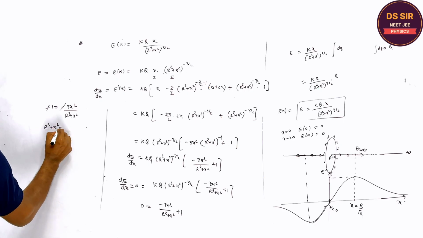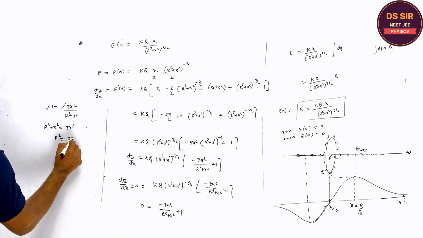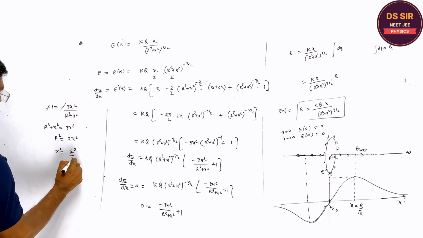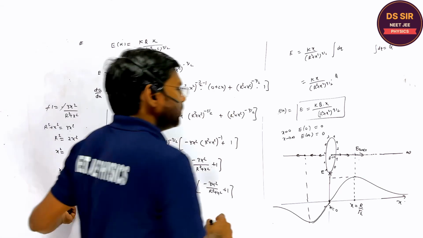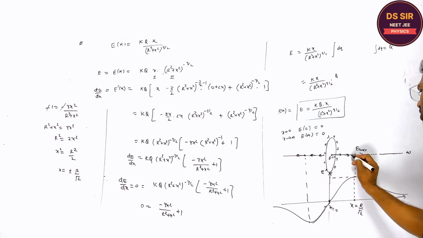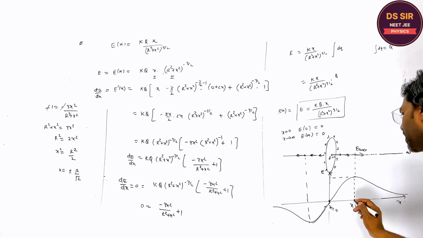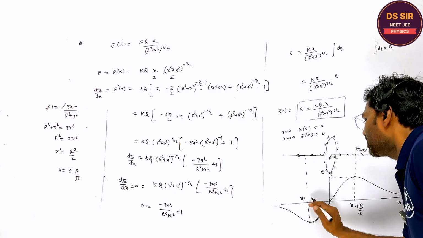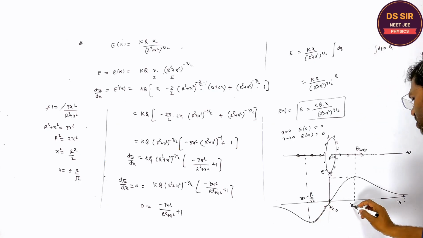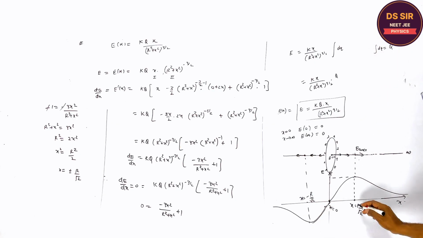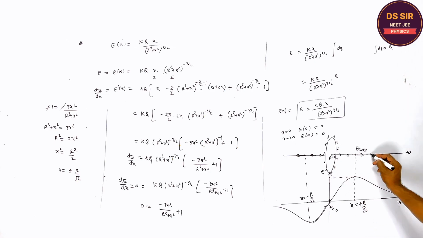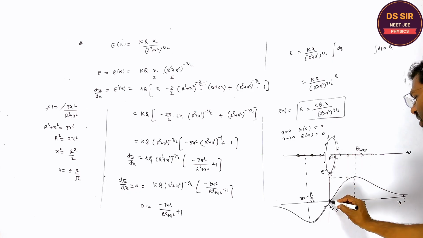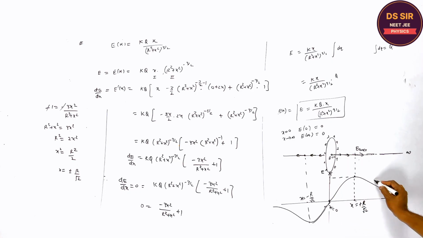R square plus x square is equal to 3x square, so it is equal to what? 2x square. X square is equal to r square upon 2. X is equal to plus minus r by root 2. Plus minus r by root 2 means from the center, this distance, this is plus r by root 2 and this is x equal to minus r by root 2. So these are the positions where the electric field is maximum. So plus r by root 2 is the distance from the center where the electric field is maximum. Then it is decreasing. At the center it is 0, then first it is increasing, then it is decreasing.